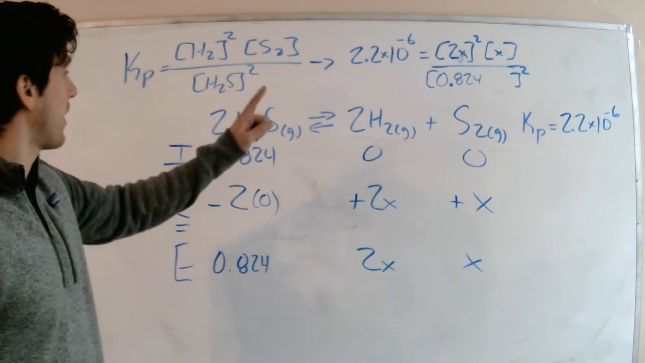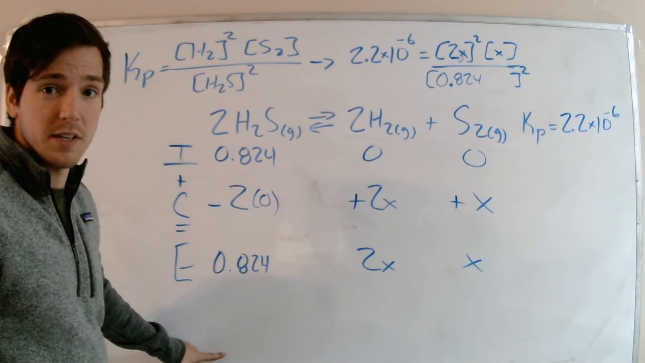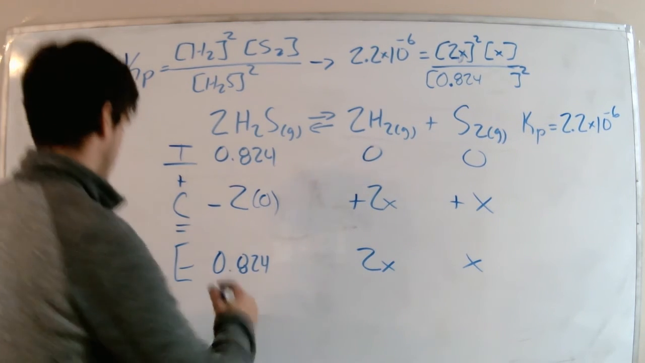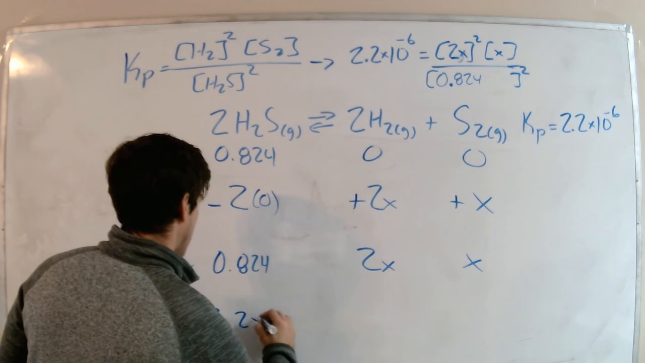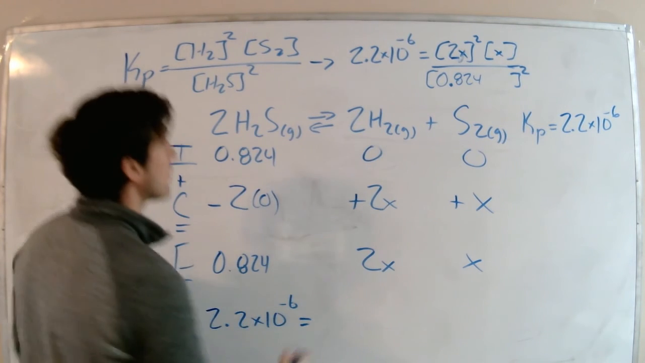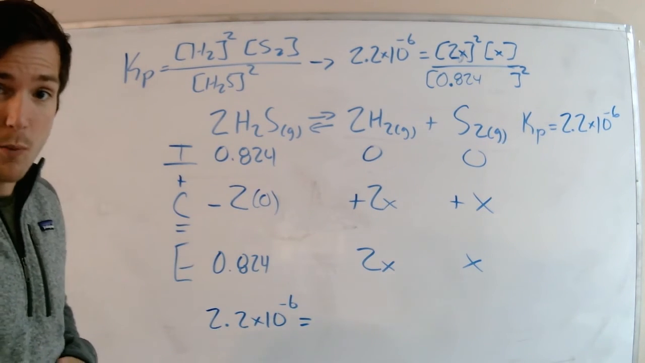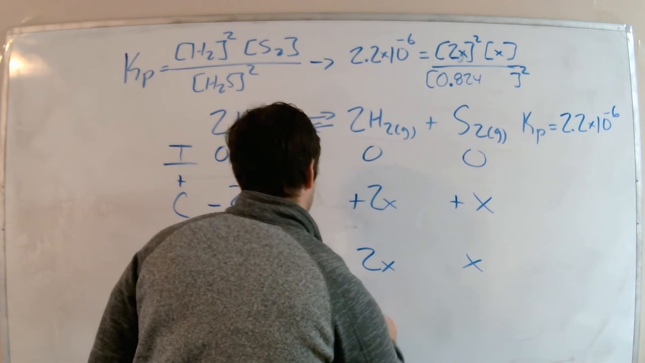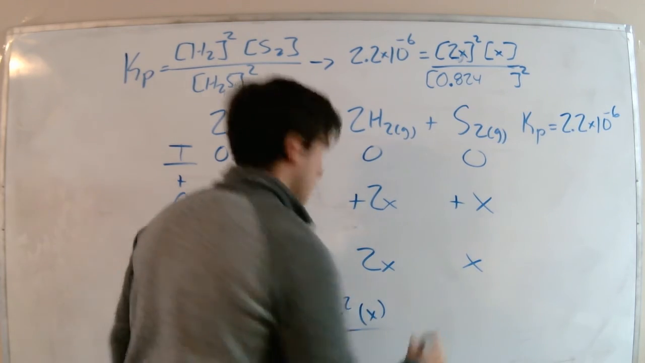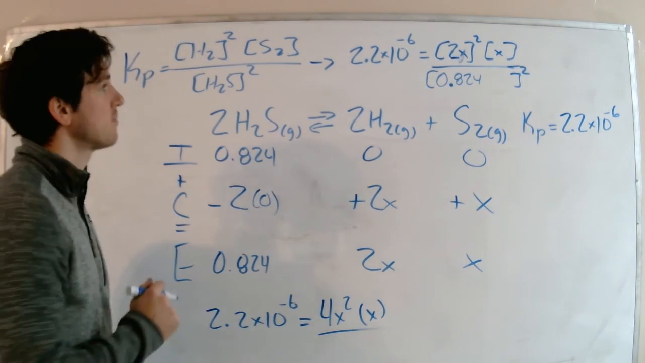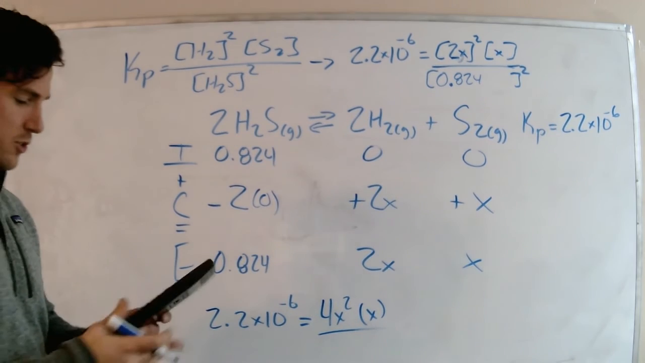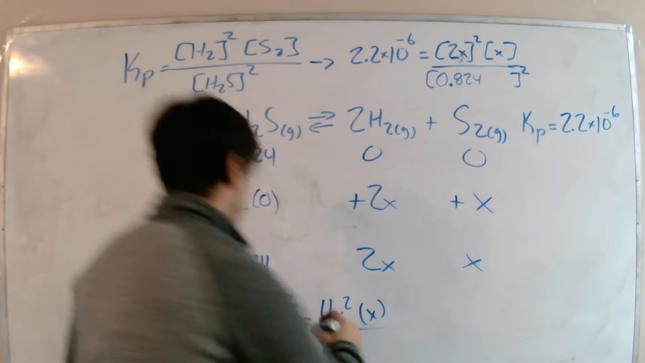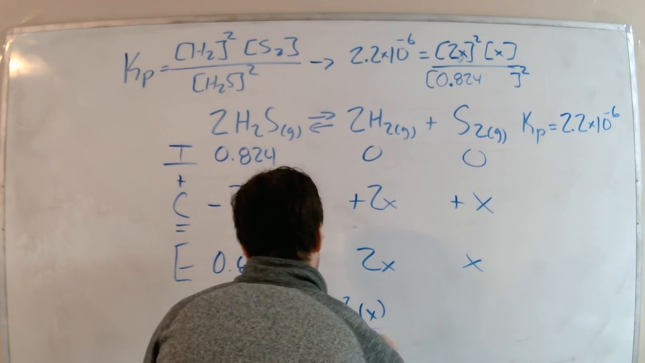Okay, I'm going to continue this down here, because I don't want to erase my ICE table just yet. We got 2.2 times 10 to the negative 6. I know 2x squared, 2x times 2x, is going to be 4x squared, times x later on, which will just be 4x cubed, but we'll do that later. And then 0.824 squared, let's just go ahead and do that. 0.824 squared is 0.679.